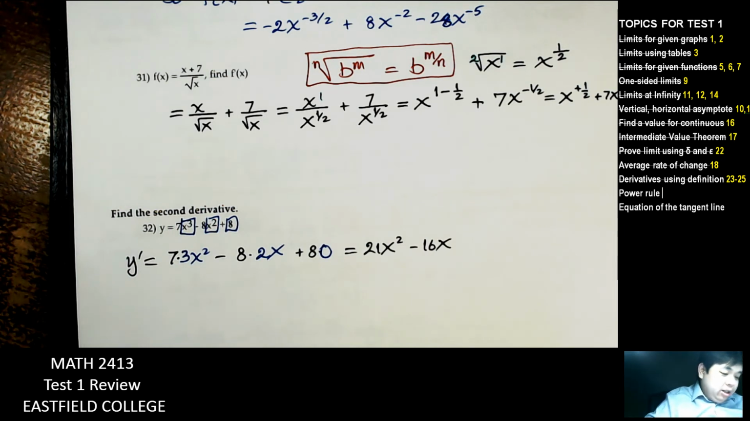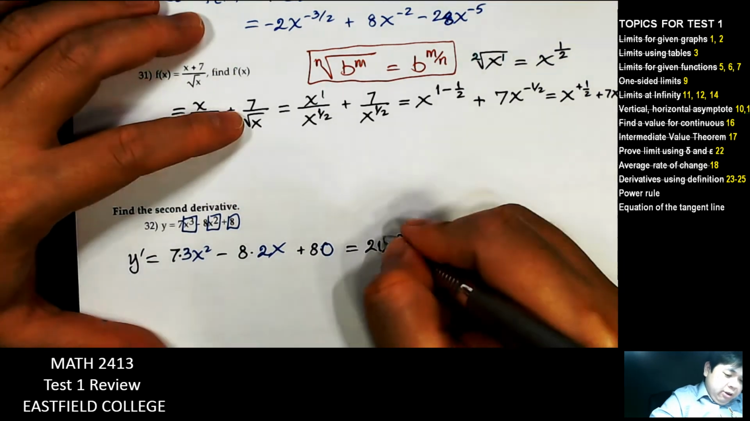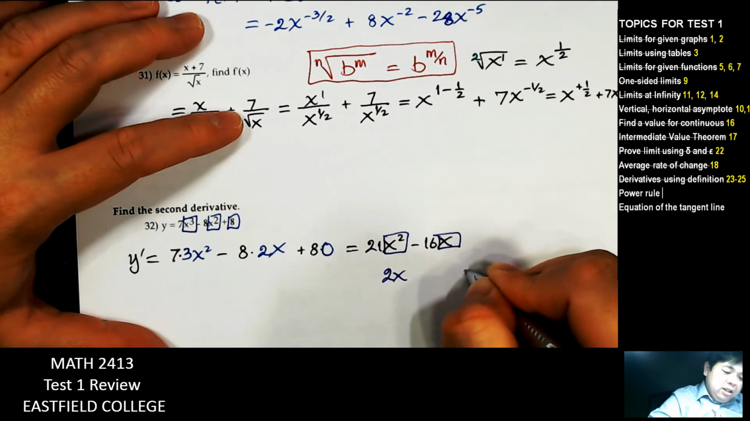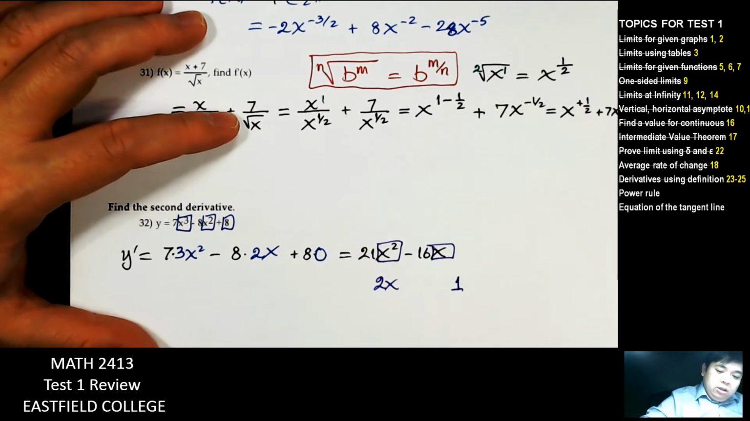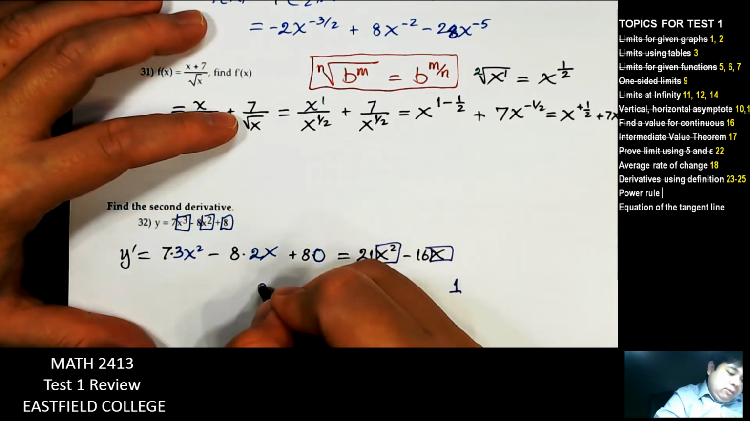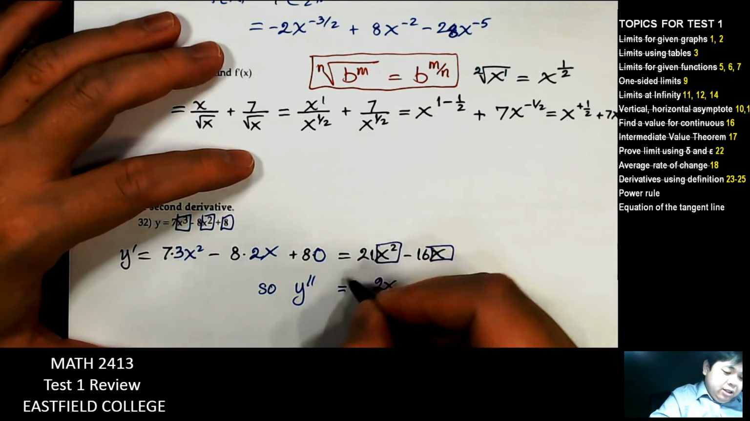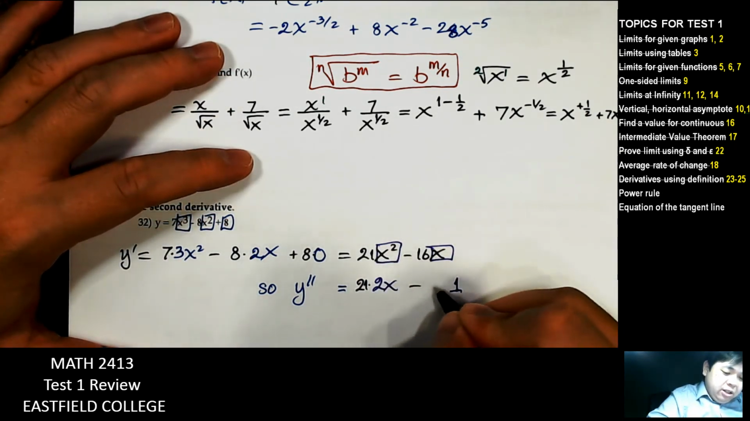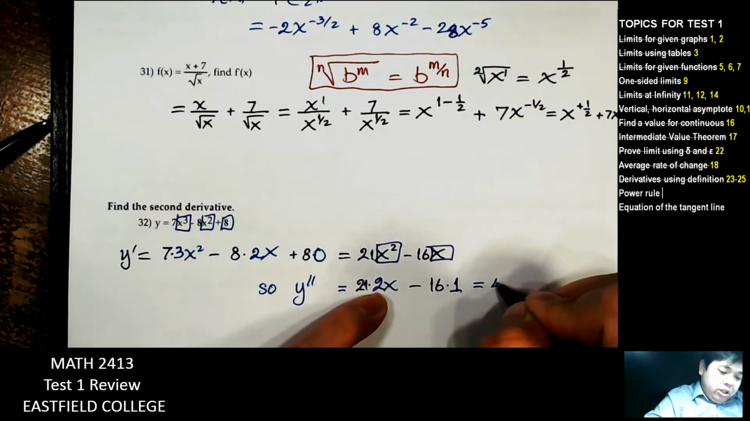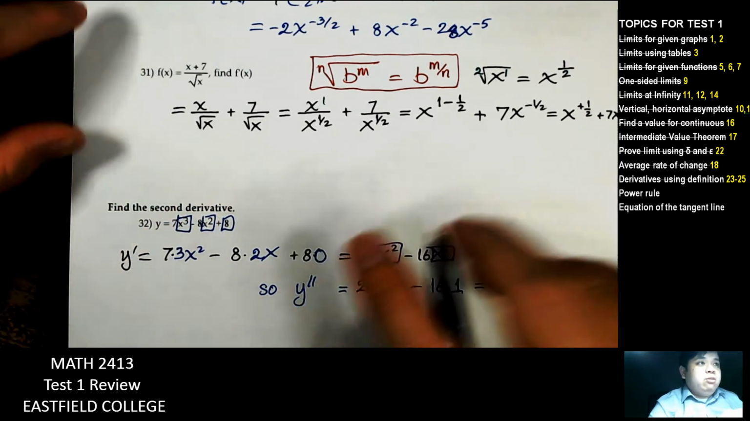Now we do the same thing. For x squared, the derivative is 2x. For 16x, the derivative of x is just 1. Now we have the second derivative. 21 stays in front, negative 16 stays there. That gives us 42x minus 16. So pretty much we take the derivative twice.